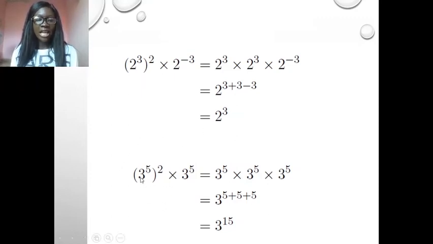Let's see the other example. So here I have 3 to the power of 5 all squared multiplied by 3 to the power of 5. So the first one, I'm going to have 3 to the power of 5 two times, multiplied by 3 to the power of 5. So the bases are the same. I'm going to have 3 and I'm adding the index or power. Index or power, they are the same thing. So I have three 5s. So 5 plus 5 plus 5 is 15. So I have 3 to the power of 15. Okay, so the question might change anywhere, so just follow the pattern and follow what you know.